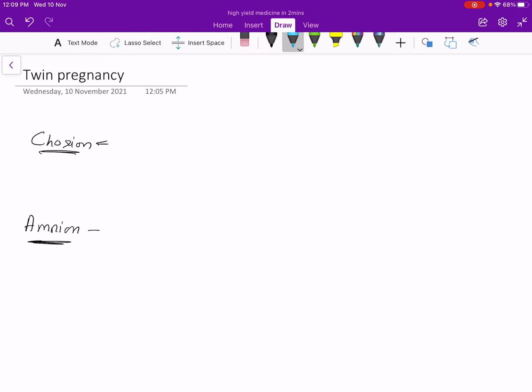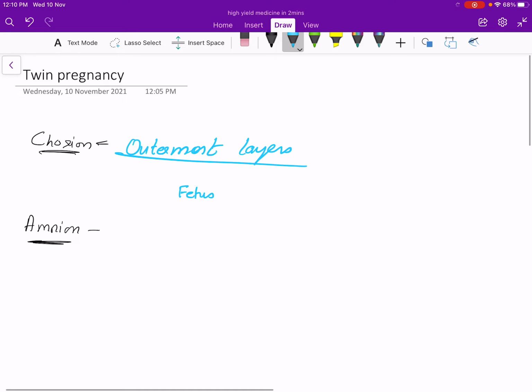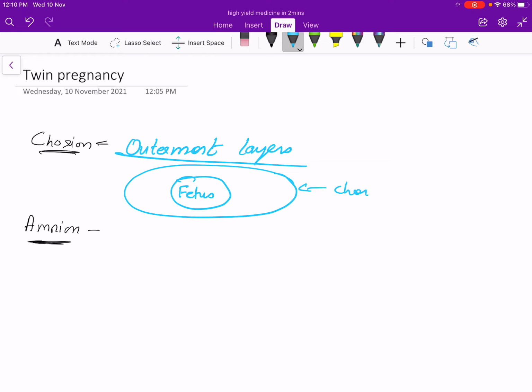Chorion is nothing but the outermost layer of many mammals, reptiles. It's not just humans who have chorion, it's also other mammal fetuses, and reptile fetuses also have chorion. It's basically the outermost layer in which the fetus is present. So if this is the fetus, the outermost layer is going to be chorion. Alright, then what is amnion?